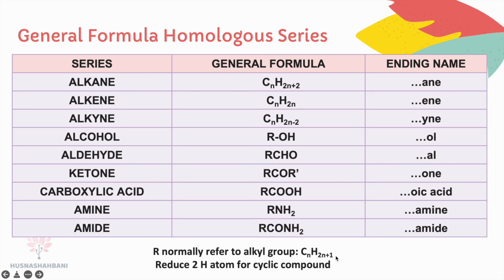CnH2n+1. If it is a cyclic compound, you have to reduce 2 hydrogen atoms for the cyclic compound. For example, alkane, if it is cycloalkane, you have to reduce 2 hydrogen atoms from its original formula. If it is alkene, CnH2n, the general formula for cyclic alkene, you have to reduce 2 hydrogen atoms from the original general formula.